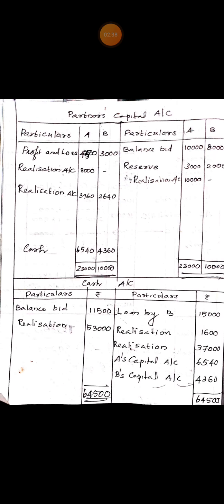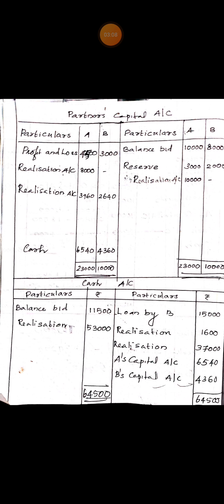Then loan by B, loan from partner. Transfer it to the credit side of cash account. Cash account, credit side, loan by B 15,000. Then a reserve, distribute a reserve in profit sharing ratio. Profit sharing ratio 3:2. A's share 3,000, B's share 2,000. Then reserves.